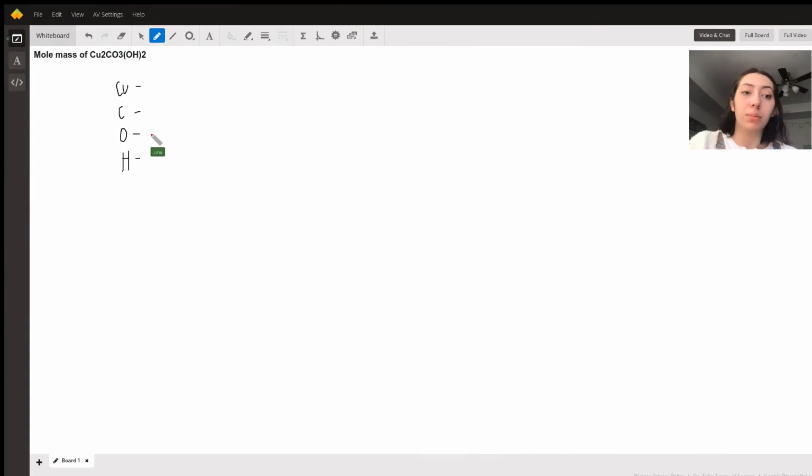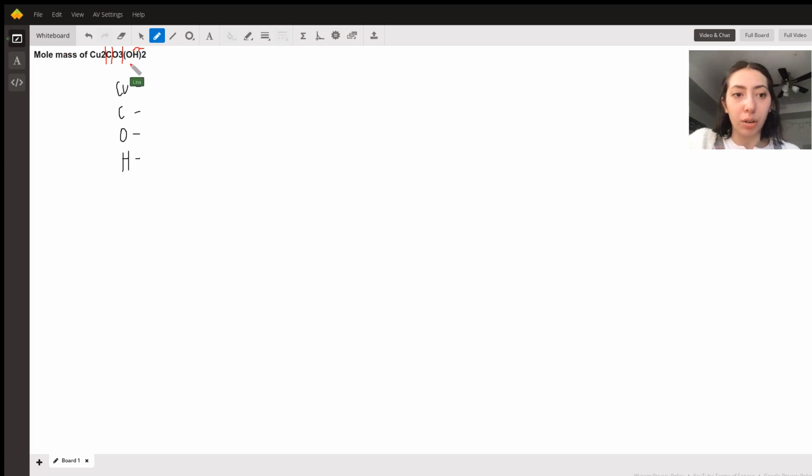One of the things I find most useful when trying to determine the molar mass or the formula mass of a compound is to separate each individual element with its subscript. So we can go ahead and do that here. Carbon doesn't have any, oxygen has a subscript of 3, and then OH has a subscript of 2. Whenever there are parentheses, it's basically like math, you just distribute it in.